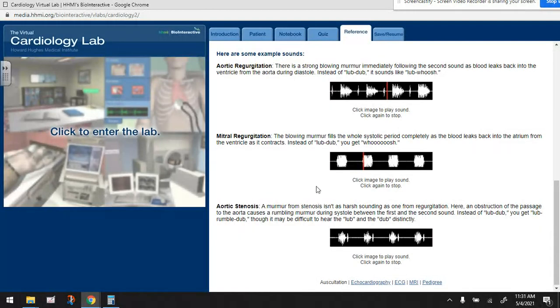All right, and then there's the stenosis, aortic stenosis. Read the definition of it, and let's have a listen to that.